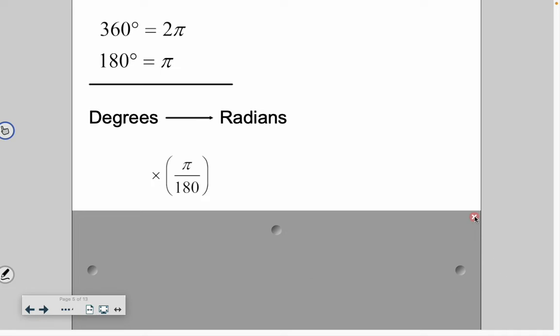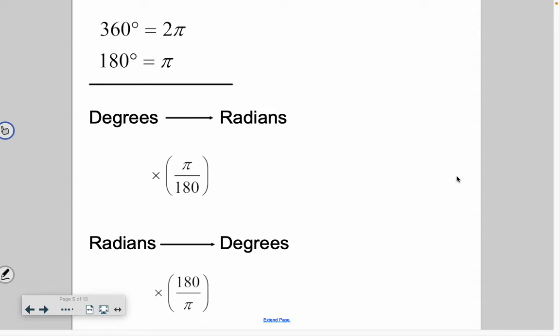And your other conversion factor is right here. If you're going from radians to degrees, then you just go the other way. You multiply by 180 over pi. That way the pi's will cancel and you'll be in degrees. And I'll show you that in a couple of examples here. But these are your conversion factors back and forth between the two.